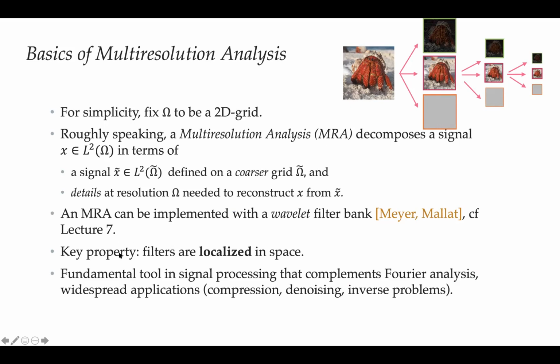But for now, the property I want you to keep in mind is that the way to actually do this coarsening is through filters that are localized in space, right? So wavelets, which we are going to see in more detail, are a particular collection of filters that manage to get this multi-resolution analysis through filters localized in space. And this is a tool that goes far beyond machine learning, far beyond deep learning. It's a fundamental tool that has really transformed signal processing. And we are going to see in these lectures how this provides a different perspective from the one you get from Fourier analysis.